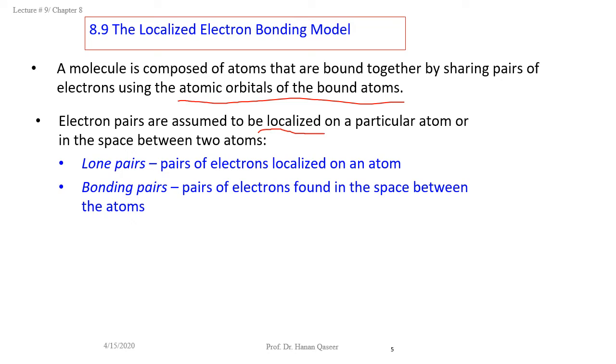وبالتالي بتشكل المولكيولز. في عندي ما يسمى باللون pairs and bonding pair. Lone pairs of electrons localized on an atom. Bonding pairs اللي هي pairs of electrons found in the space between atoms. يعني lone pairs اللي هي الأزواج الإلكترونية الغير مرتبطة. البوندينج بيرز اللي هي الأزواج الإلكترونية اللي عاملة ارتباط.